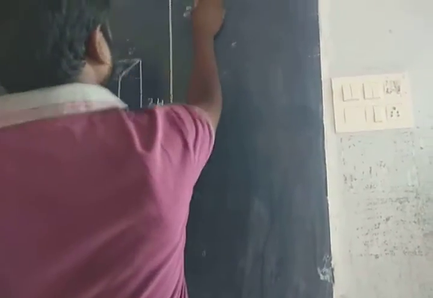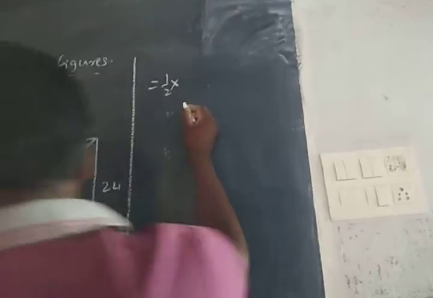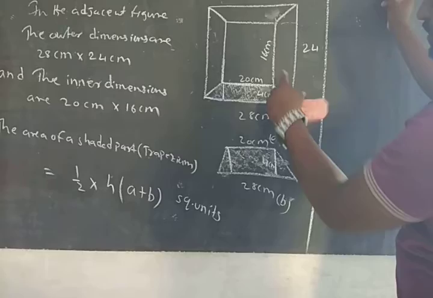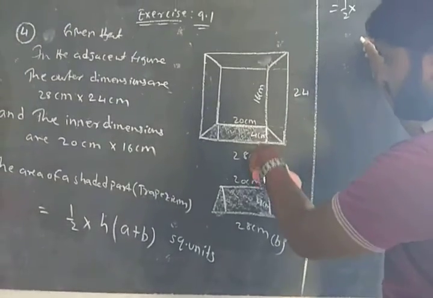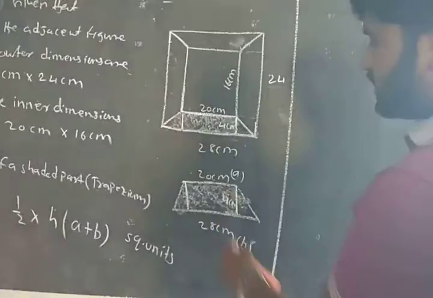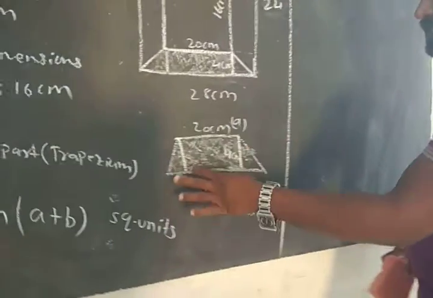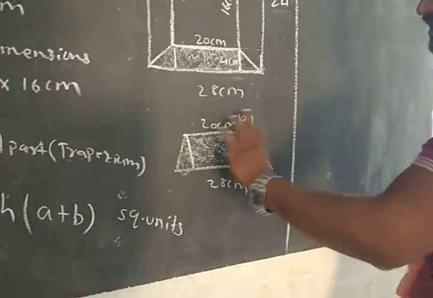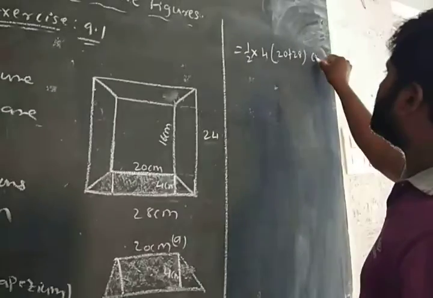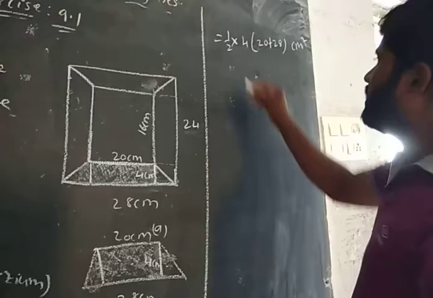So I am going to write here half into h. What is the height? The height of the trapezium is given, we get 4 centimeter. Half into 4 into sum of parallel sides. These are the parallel sides, this one and this one, which do not intersect. So 20 centimeter, 28 centimeter. Sum means adding, 20 plus 28. Units are given in centimeter, that's why square units means square centimeters.